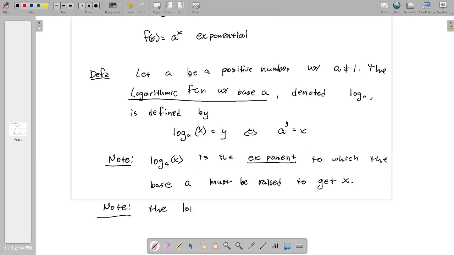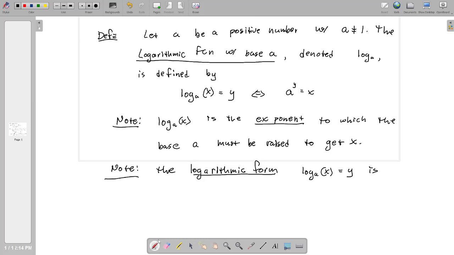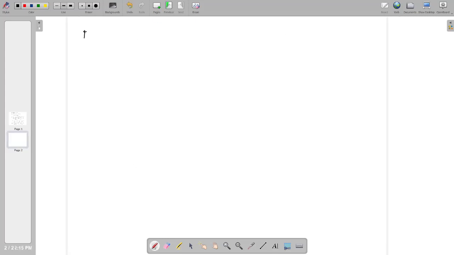Note, the logarithmic form log base a of x equals y is interchangeable with the exponential form a to the y equals x. Now, these two are actually interchangeable. They're saying the exact same thing. They're just saying them in different ways. So you can go from this form to this form by just pattern matching. And I'll show an example of this.